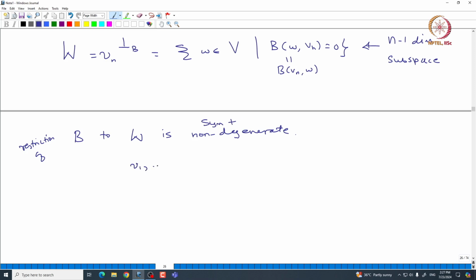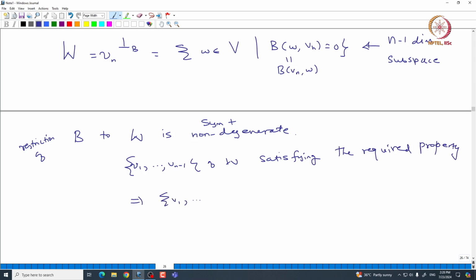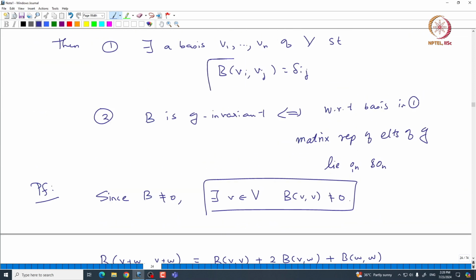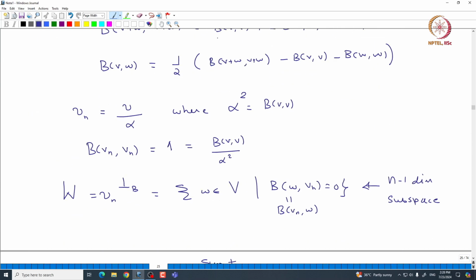So, by induction we will have a basis of W satisfying the required property. So, that implies that if you just adjoin Vn with this basis, then that satisfies the required property. So, this way we prove that we have a basis such that B(Vi,Vj) is exactly delta ij. Okay. So, now let us look at the second statement.